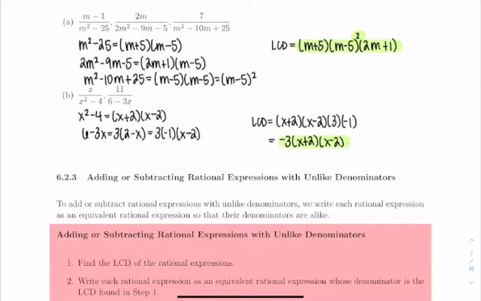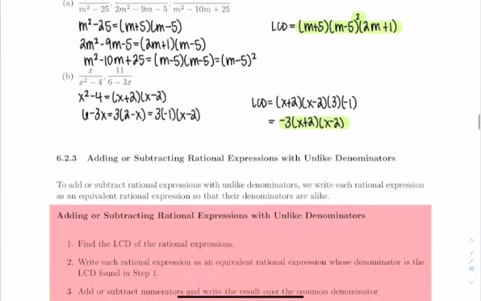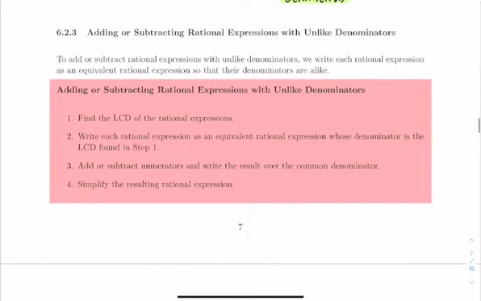So to add or subtract rational expressions with unlike denominators, we write each rational expression as an equivalent rational expression so that their denominators are alike. So you're going to find the LCD of the rational expressions, and then once you have the denominators as the LCD, you are going to add or subtract the numerators and then simplify the result.